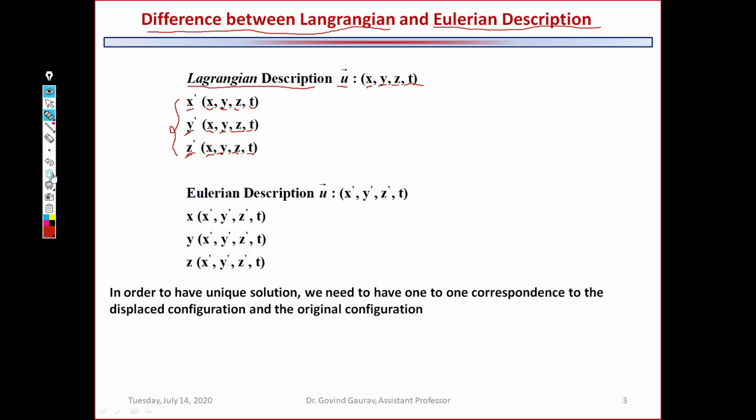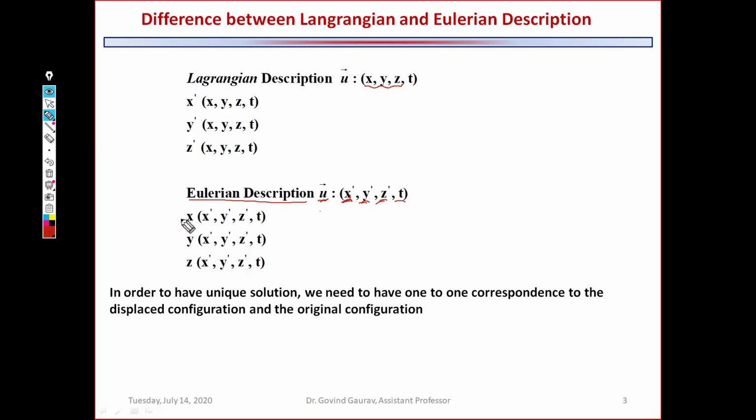The second definition that we have is the Eulerian description, in which the displacement field or the displacement vector is given in terms of the deformed configuration. So it is in the form of x dash, y dash, z dash and t. When we compare it with the Lagrangian description, it was in terms of the initial coordinate system or the undeformed configuration. Over here the displacement vector u is in terms of the deformed configuration. The deformed configurations are x dash, y dash and z dash.